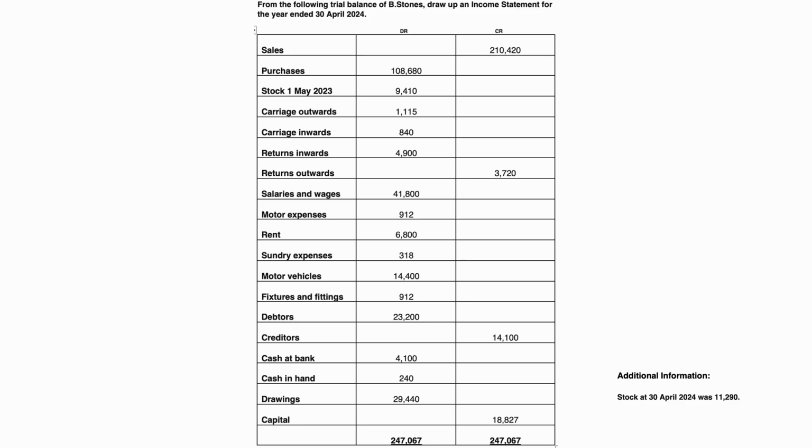In this video, I will show you a step-by-step full example of how to prepare an income statement given a trial balance. This is the trial balance of B Stones.